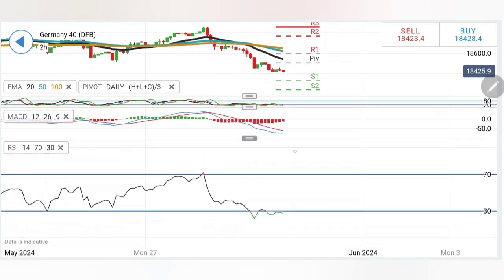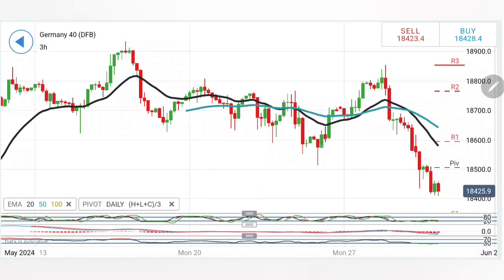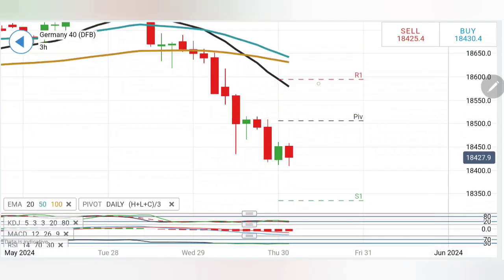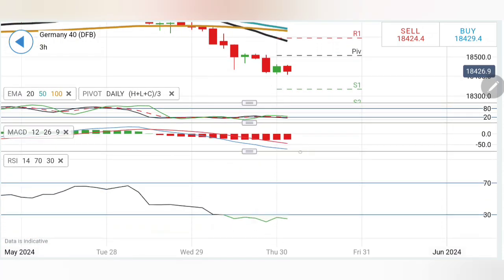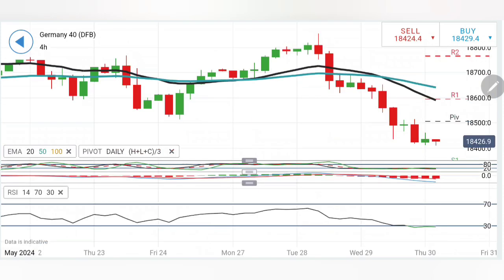Stochastic oversold, MACD extremely bearish, and RSI oversold here. Coming to 3-hour. Likewise, on the 3-hour charts, very clear selling entries below 18,400. Buying entries should be ideally beyond 18,520, but we could capture a few pips and points if it stays above 18,460 levels. Oversold indicators certainly suggest that there could be a little retracement.